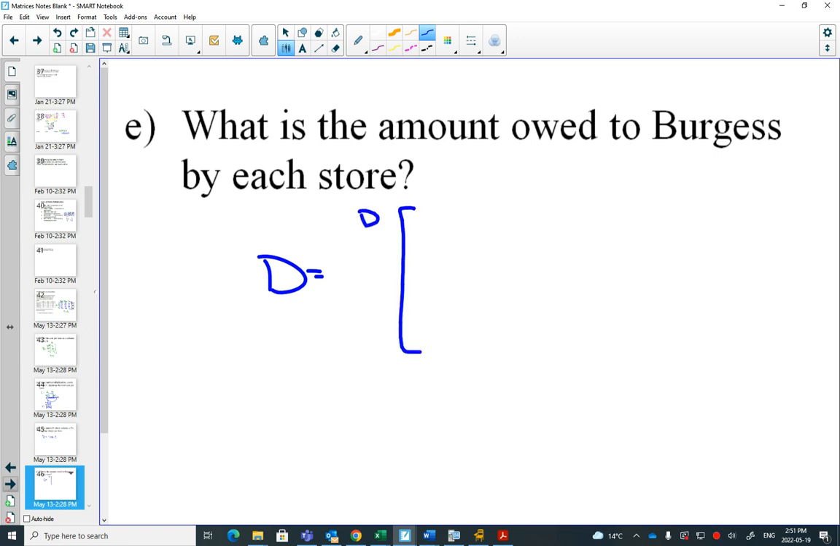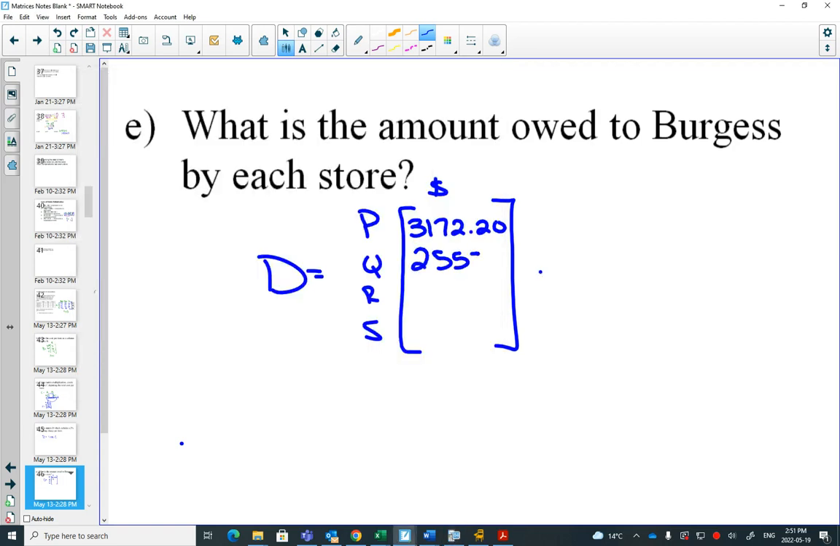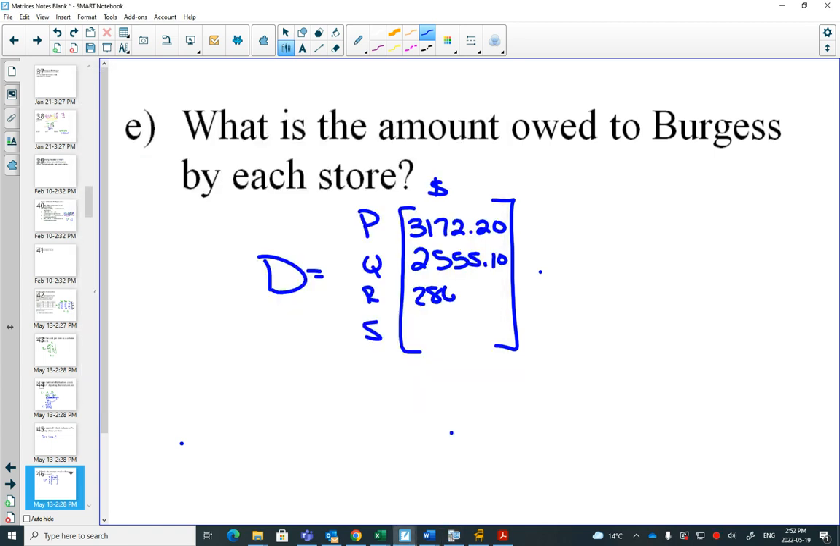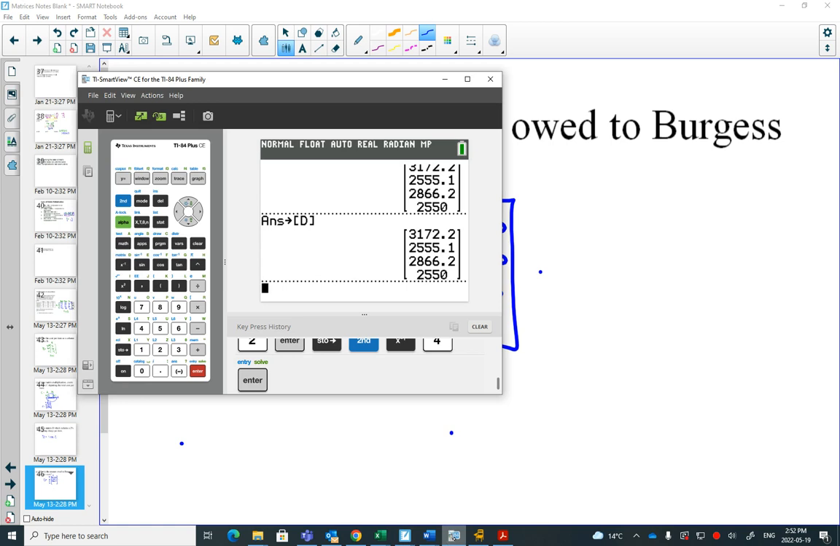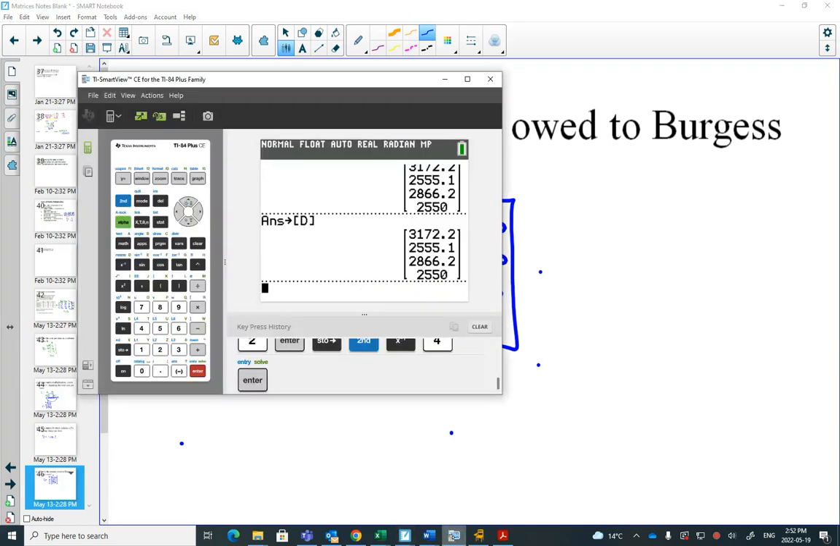So we've got P, Q, R, S, the total amount. We've got those numbers already here. 3172.20, 2555.10, $2866.20, and finally $3019.20.